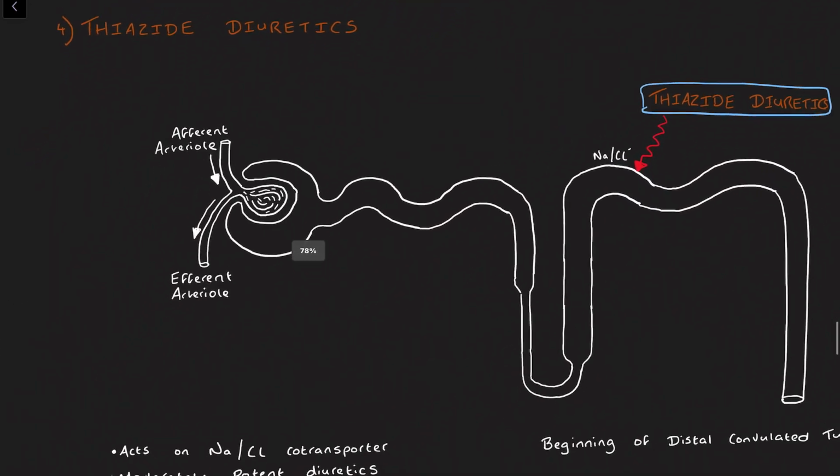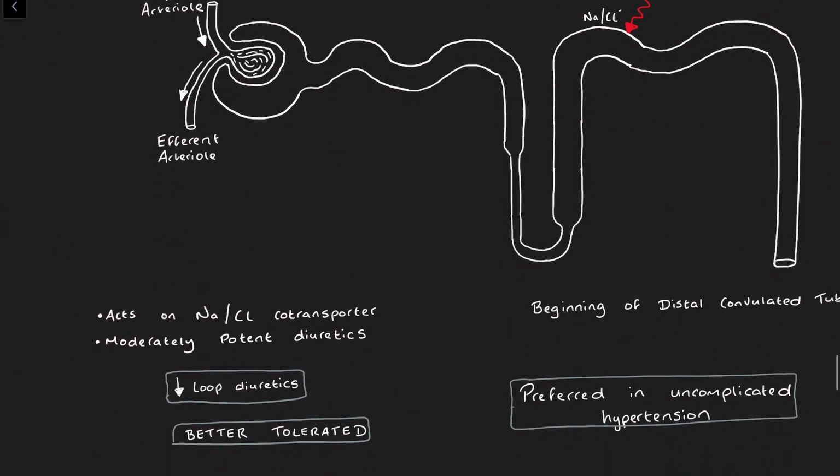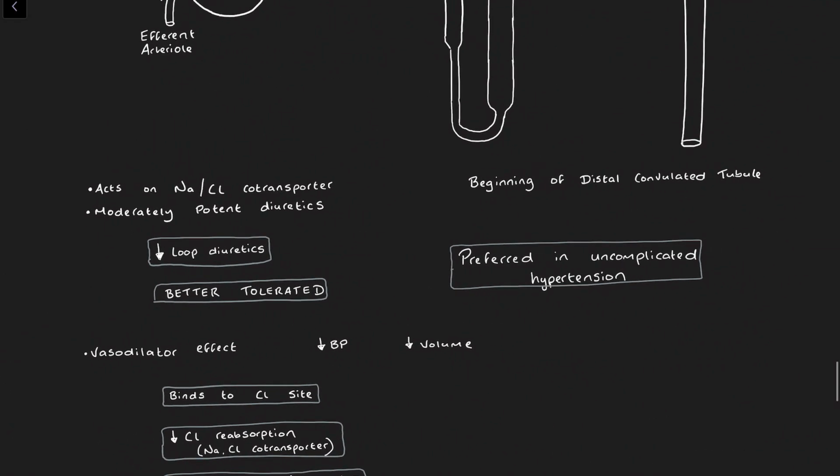Now we'll move on to thiazide diuretics. Examples include bendroflumethiazide and indapamide. These are moderately potent diuretics. They act on the beginning of the distal convoluted tubules. They are known to be less potent than loop diuretics and are preferred in treating uncomplicated hypertension. They are also much better tolerated than loop diuretics.